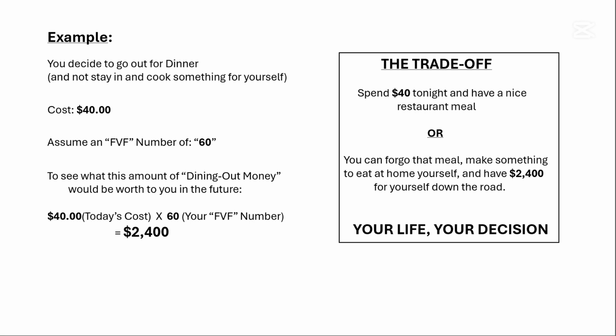$2,400. So here's the trade-off. You can spend $40 tonight and have a very nice restaurant meal, or you can forego that meal, make something to eat at home for yourself, and have $2,400 for yourself down the road. It's your life, your decision. So what I'm basically saying here is, be aware of what things are actually costing you. And once you start becoming aware of what things are actually costing you, you start to make smart financial decisions. And your goal of reaching financial freedom becomes so much quicker.